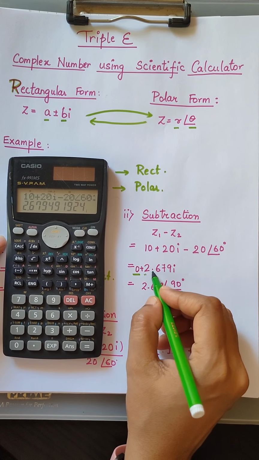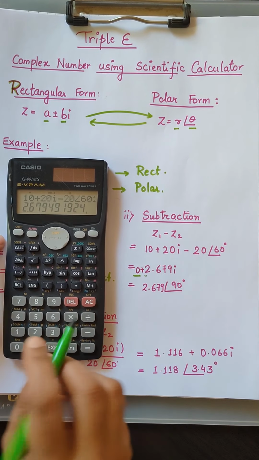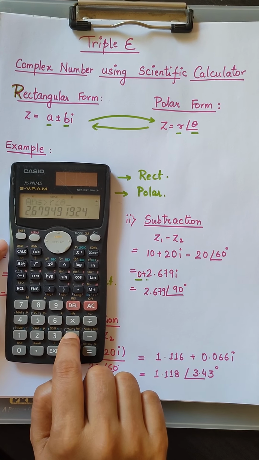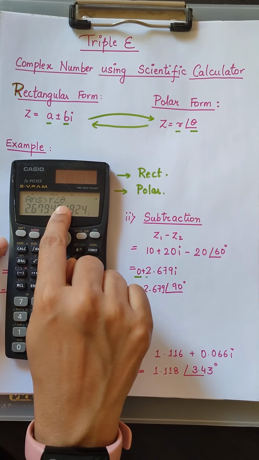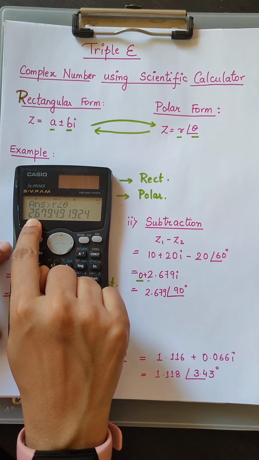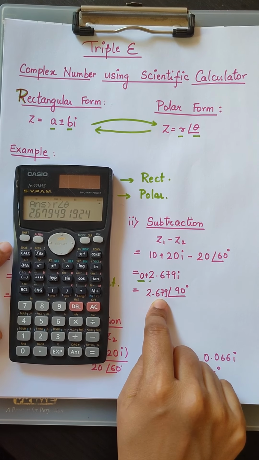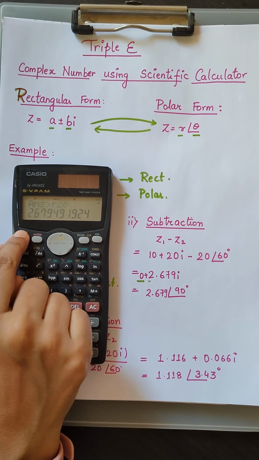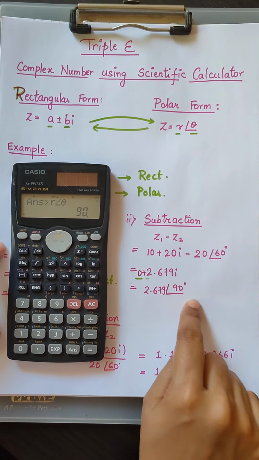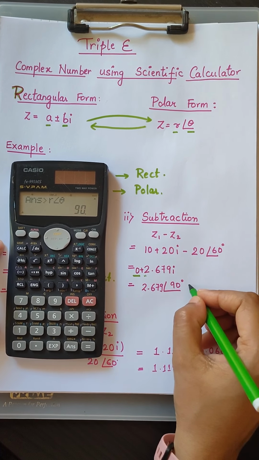Next, if we want to convert this into polar form, what should we do? Press shift plus the symbol. That means the answer is going to get converted into polar and equals to. You can see here this is the R value, which is 2.679, and to see the angle, shift and the angle symbol, so 90 degrees. Okay, so that is what we are going to get in polar form. So this is polar form.